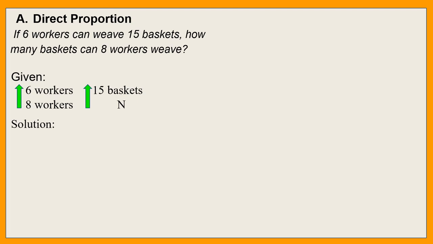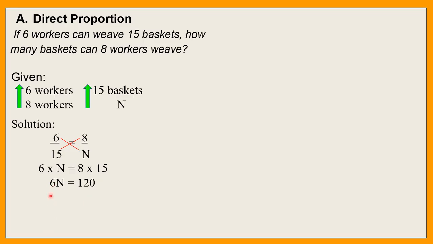Solution natin. Since this is a direct proportion, gagamitin natin yung ratio, which is 6:15, and gamitin natin yung fraction form. So, 6/15 is equal to 8/n. Kasi yun yung mag-partner, di ba? And then, cross multiplication, we have 6 times n is equal to 8 times 15. So, 6 times n is 6n and 8 times 15 is 120.